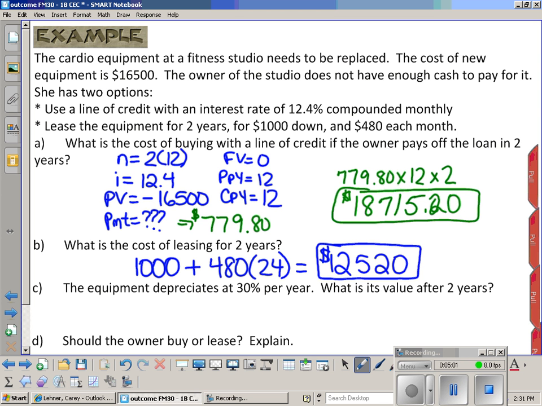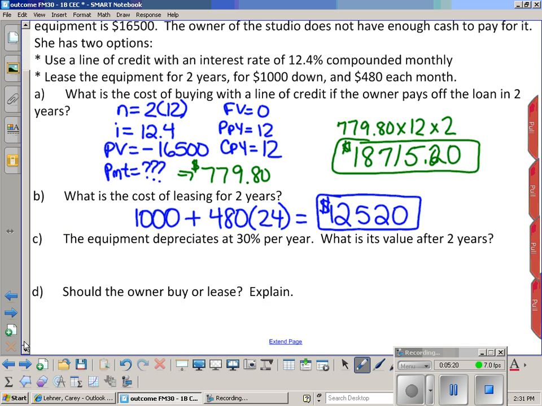So you can look at that and we can talk about, okay, it's going to cost her more to buy it, but after 2 years she's going to own it. Whereas the cost of leasing for 2 years is less, she's not going to own it. But you might look at cost and benefit here. Let's look at part C and see if this plays a part of it.